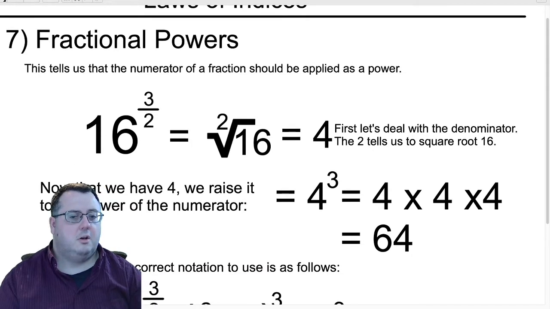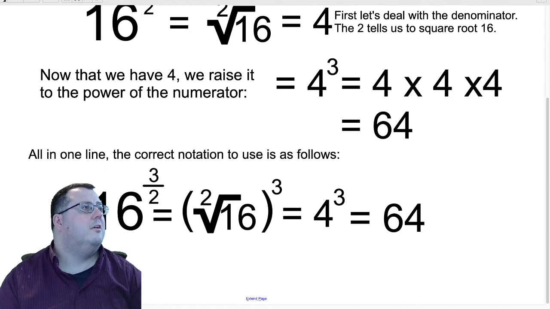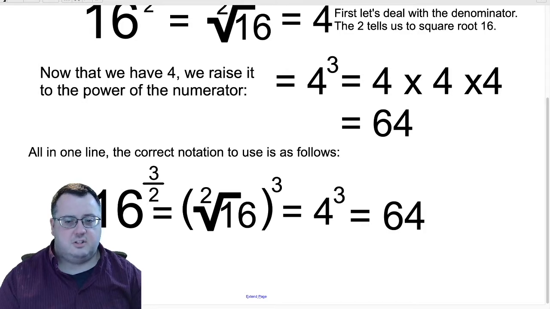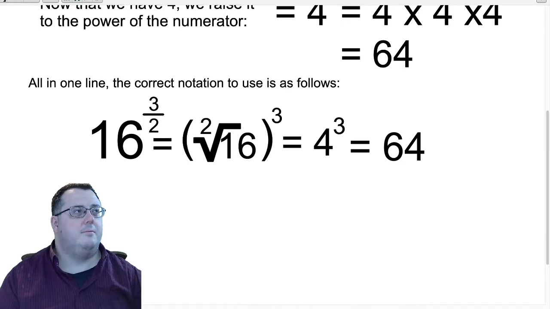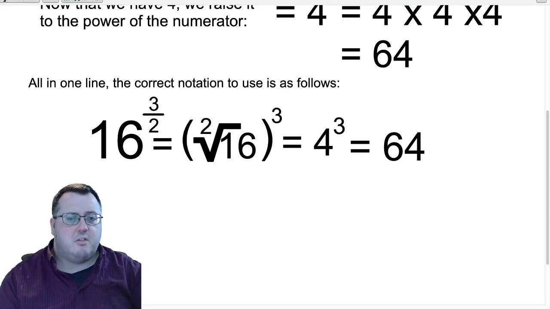Okay, all in one line. That is the notation you should have. I'll just center it above my head a bit more readily. There we go. 16 to the 3 over 2. The 2 on the bottom denotes the root, and the 3 tells you what power you're going to use. So that literally is all you have to do to deal with indices of this type.